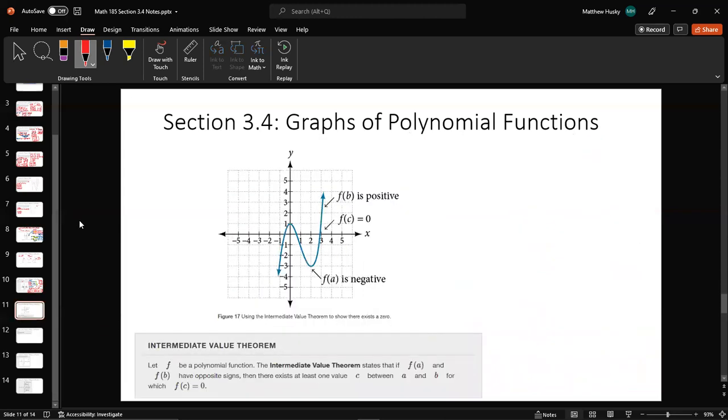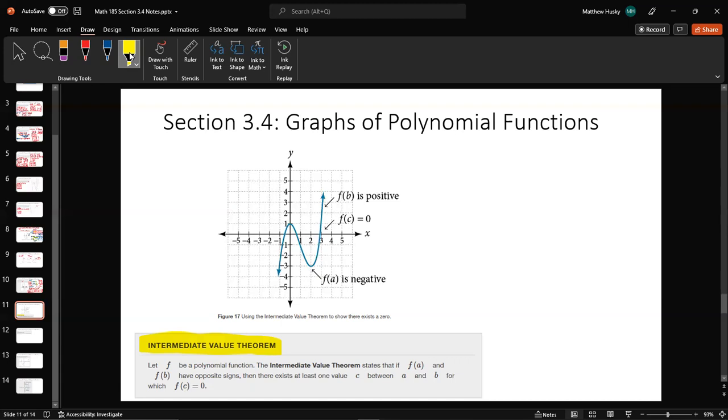All right, something else in this section, we've got something known as the intermediate value theorem. Now, what does the intermediate value theorem say? Well, it says let f be a polynomial function. The intermediate value theorem states that if f of a and f of b have opposite signs, then there exists at least one value c between a and b for which f of c equals 0.